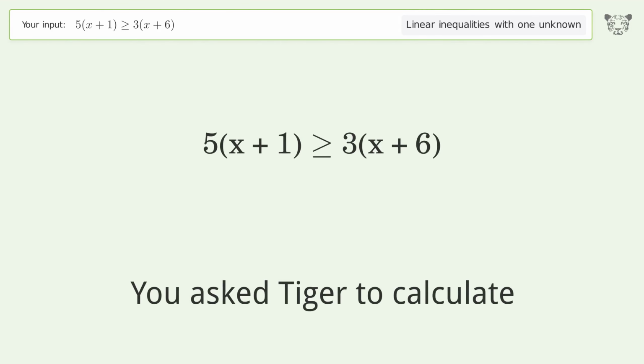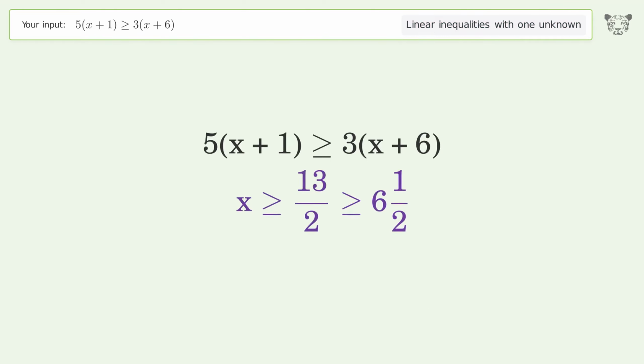You ask Tiger to calculate. This deals with linear inequalities with one unknown. The final result is x equal or greater than 13 over 2 equal or greater than 61 over 2.